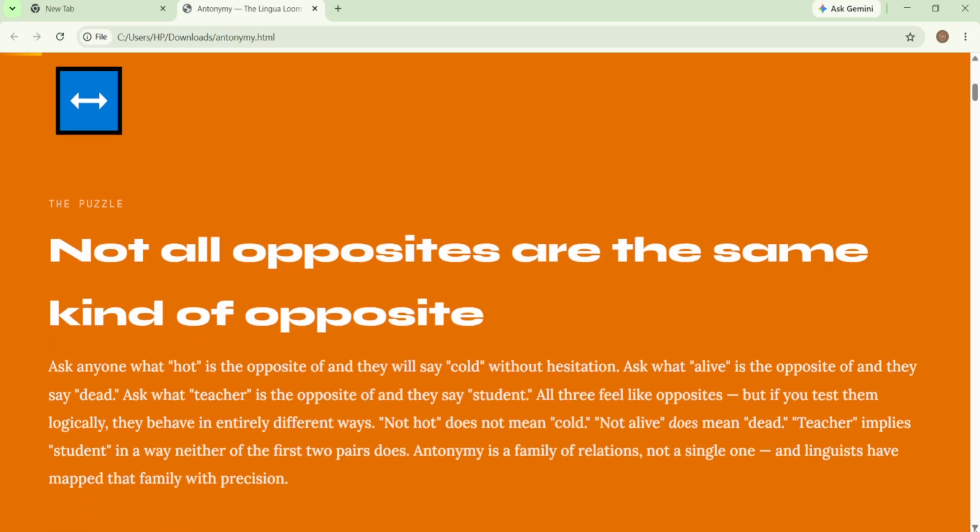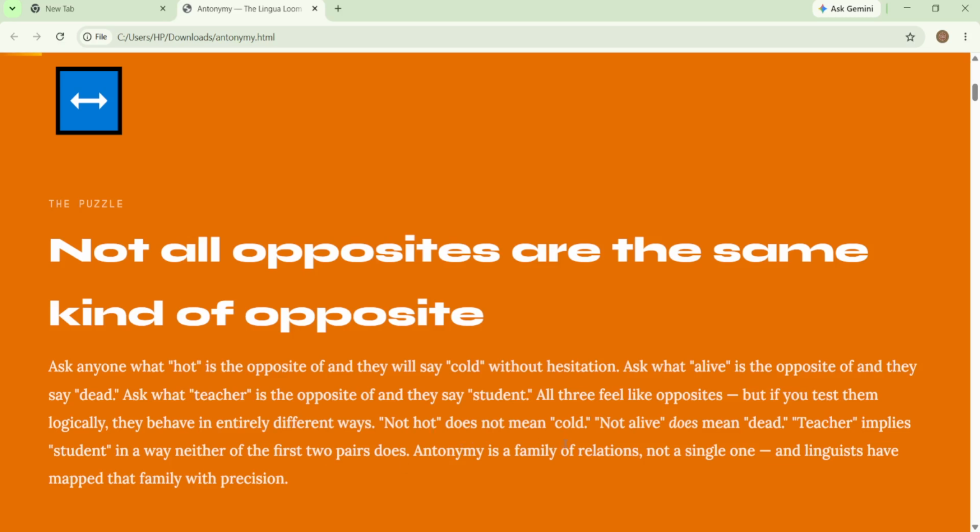So, not all opposites are the same kind of opposites. Ask anyone what hot is the opposite of, and they will say cold without hesitation. Ask what alive is, well, obviously dead. And teacher, they'd say student. So different types of opposites, but if you test them logically, they behave entirely differently.